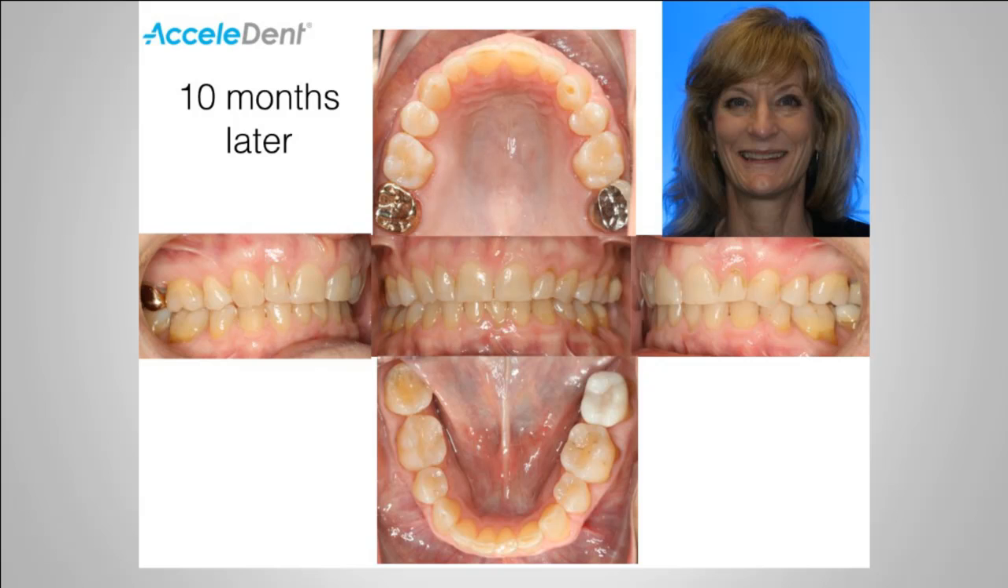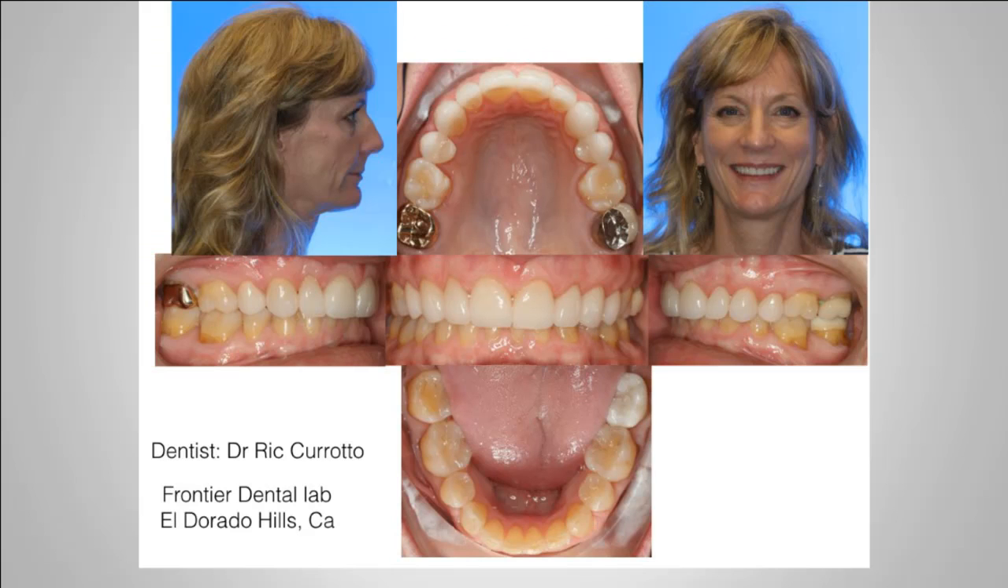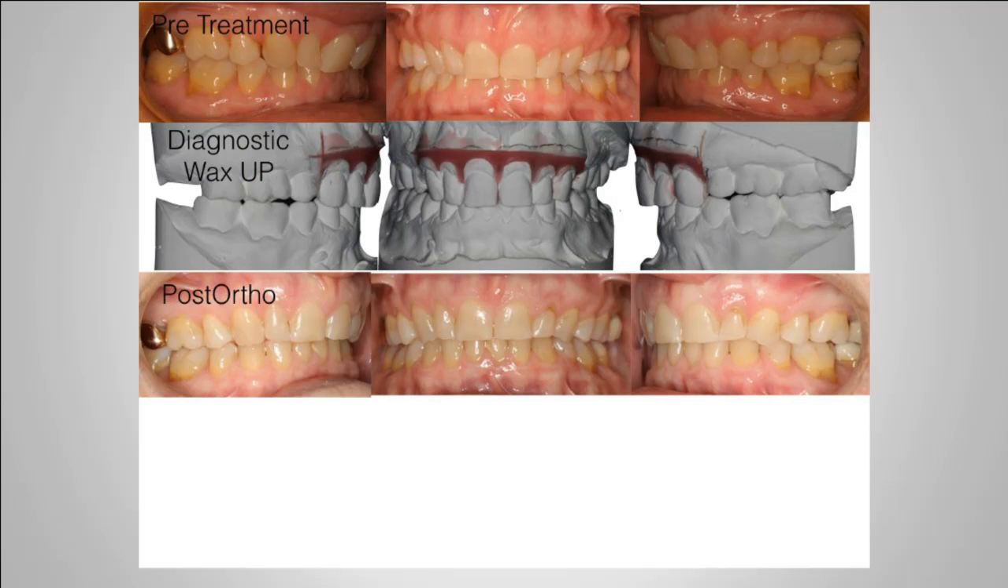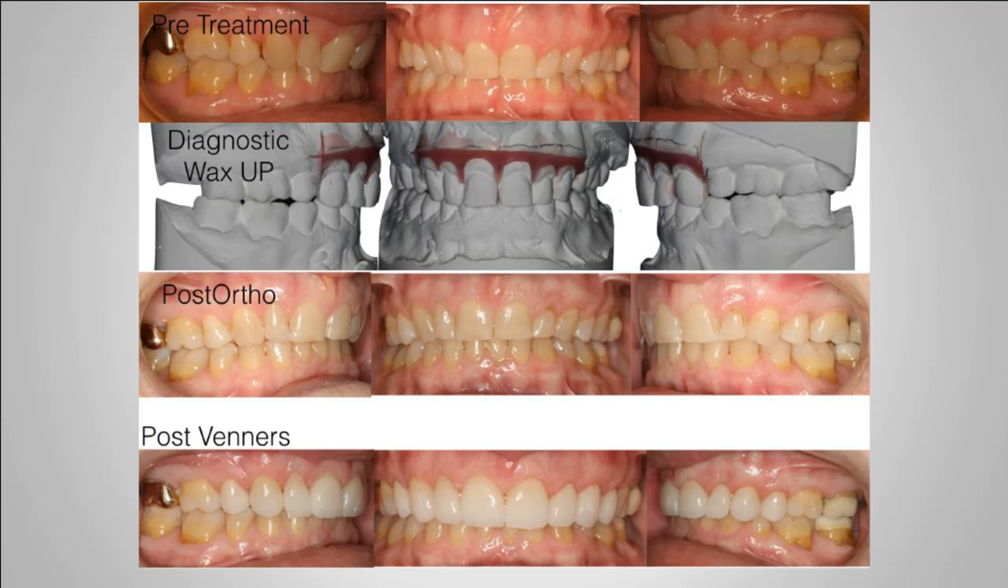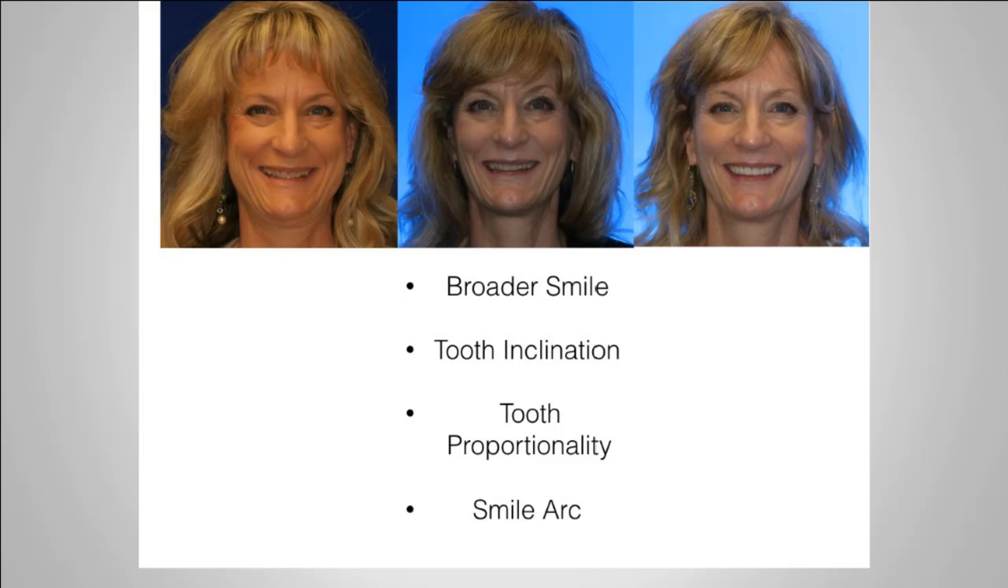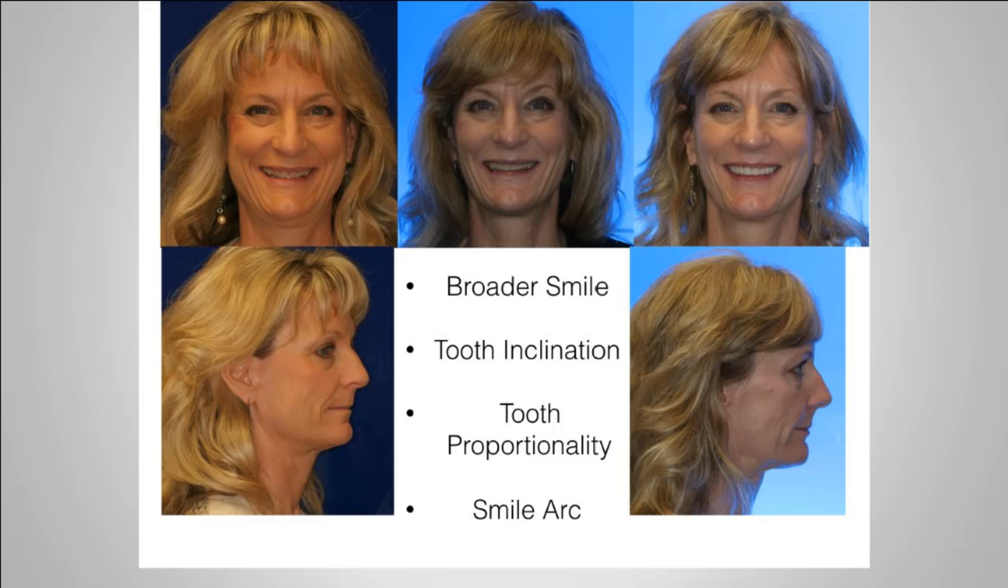10 months later, after doing our due diligence and making our changes, giving her clearance, we get the okay from the dentist. The dentist does the restorative work, and you can see the finished result. The pre-treatment, the diagnostic setup, and the post-orthodontic work, and of course, the icing on the cake are the veneers. Orthodontics provided a broader smile, improved tooth inclinations. The dentist improved tooth proportionality, created the smile arc, and we have some slight, but not much, upper lip curl.